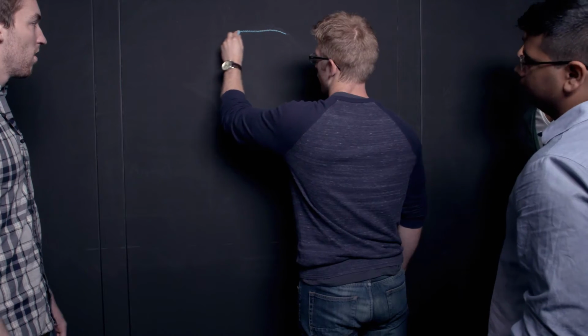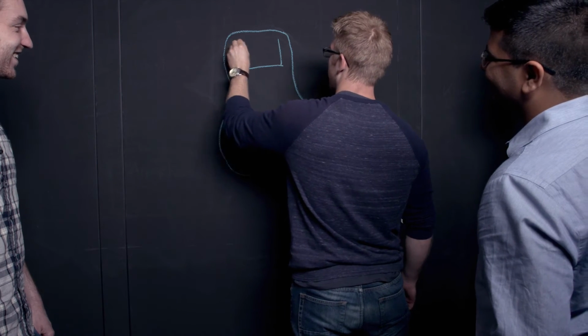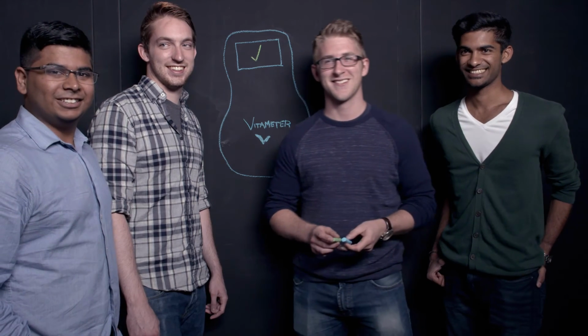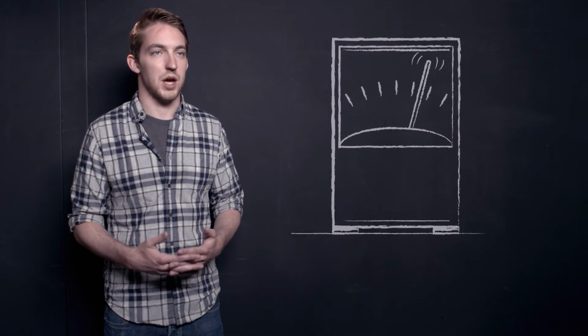The user experience of the Vitameter is similar to how glucose monitors work. So you have a handheld reader, and you're able to insert a disposable cartridge, and with a single drop of blood, determine your vitamin levels within a matter of minutes.